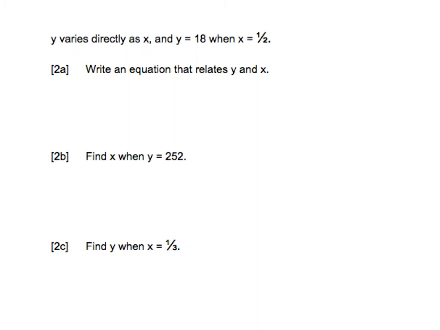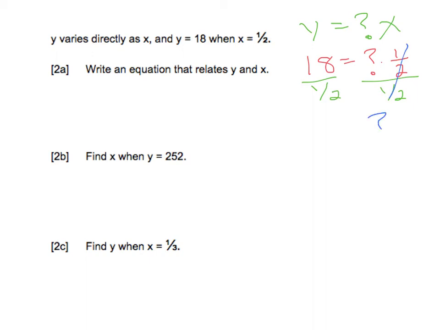For this one, it says y varies directly as x. So that would be y equals our constant times x. And it's going to say y is 18. And it's going to say x is 1/2. All right, so how do we get the question mark alone? Divide both sides by 1/2 because we want to undo multiplying. These cancel. You have your constant equaling 18 divided by 1/2.